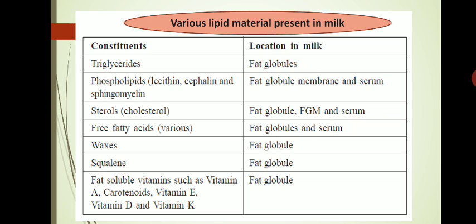Squalene is also found in fat globules, and there are some vitamins like vitamin A, carotenoids, vitamin E, vitamin D, as well as vitamin K. They are mostly found in fat globules. So these are the various lipid materials present in milk. They are mostly present in fat globules, or sometimes they are part of the membrane that covers the fat globule, and some of the lipid material is present in serum also.